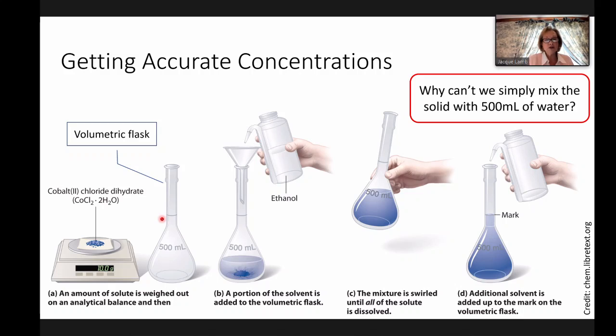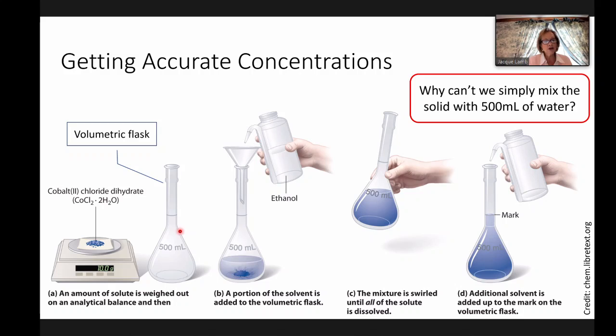And all of these will say that right up here on the neck, it will say that it is guaranteed to contain that volume at, usually it says 20 degrees Celsius, it might say 25 degrees Celsius, but it's usually at 20 degrees Celsius, which means room temperature. So at room temperature, this piece of glassware can measure very accurately 500 milliliters.